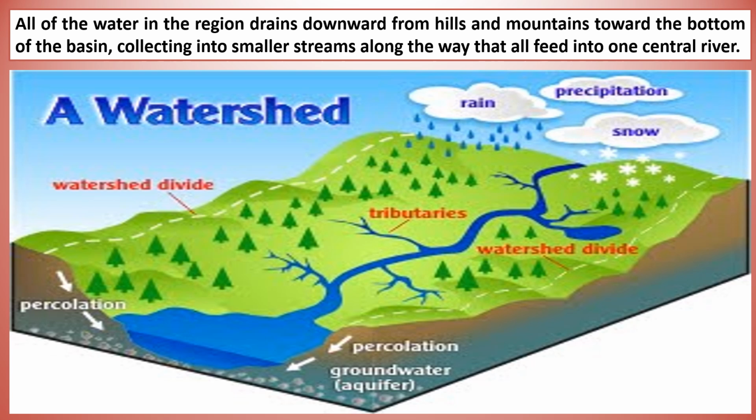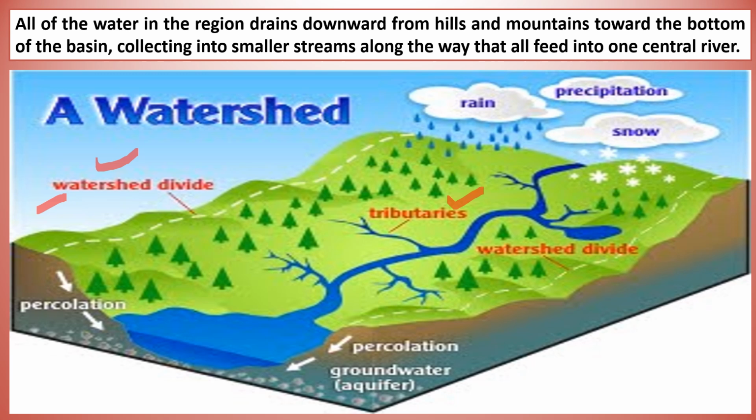So this image illustrates the concept of watershed, which is an area of land where all the precipitation collects and drains into a common outlet such as a river, bay, or other body of water. Over here you can see the key components. First is the watershed divide, the high points or ridges that separate one watershed from another. Rainfall on either side of the divide flows into different watersheds. Then come the tributaries, smaller streams and rivers that flow into a larger main river within the watershed. These tributaries collect water from the land and contribute to the flow of the main river.